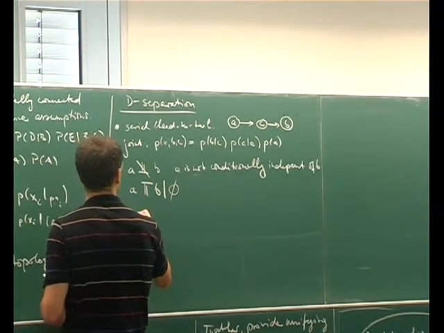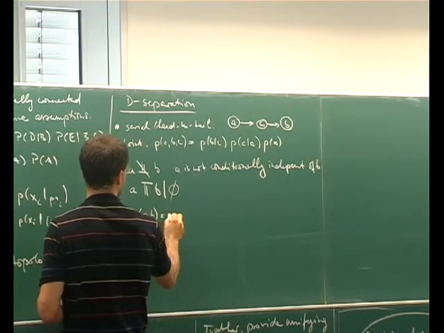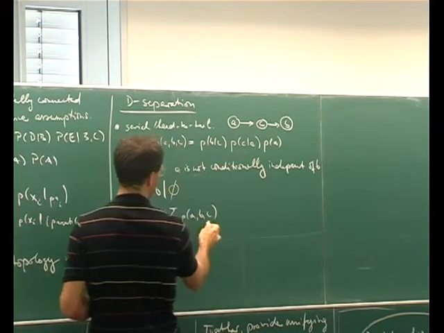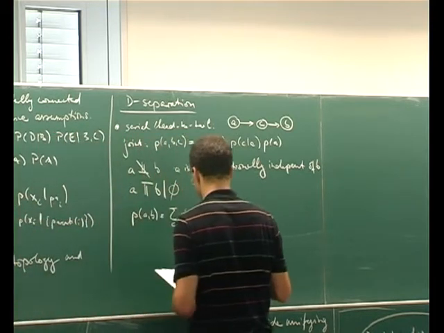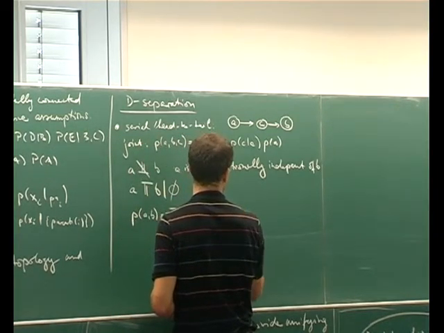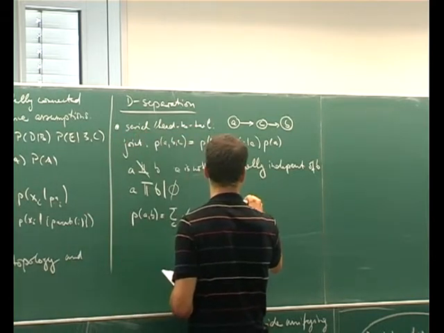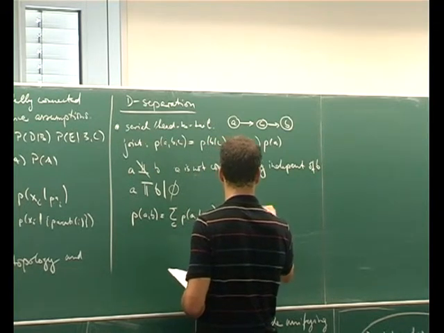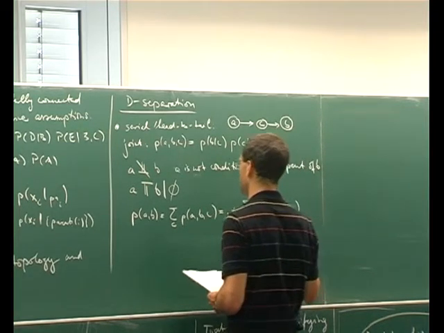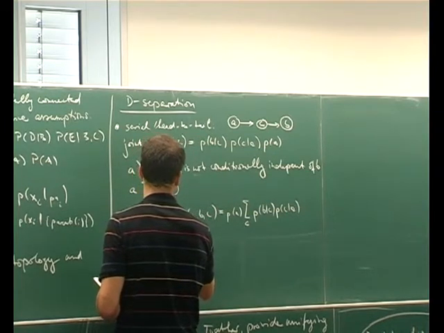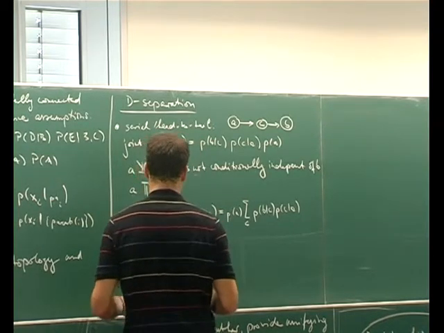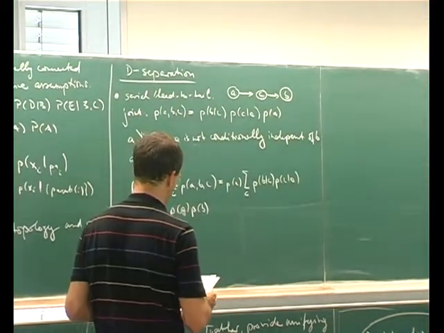And, well, how can we see that? The probability of A and B can be obtained as the marginal, by summing C out of the joint probability. And if I'm now using this factorization, P of A can be pulled before the summation sign because it does not depend on C. And that is not the same as P of A times P of B, which we would expect if they were conditionally independent.